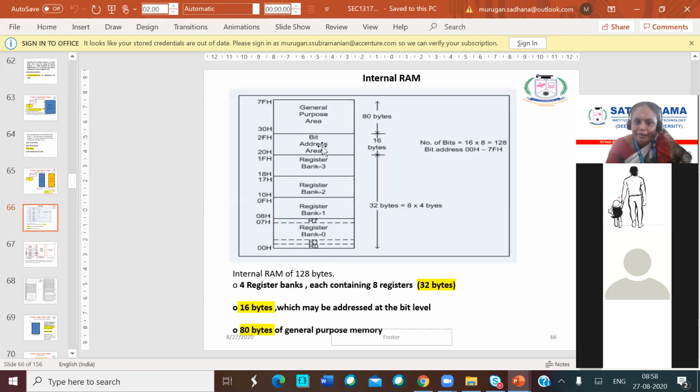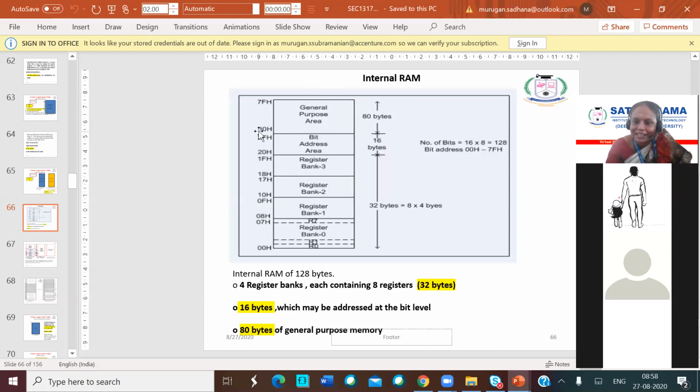Then the bit address area. Those 16 bytes they will use as the bit address area. So I can use 30 to 7F as the general purpose area. General purpose area means here I can use it as my memory. So if I am using my internal memory, those 80 bytes I can allocate for it. So normally I will use 30 to 7F for my internal memory. Are you clear? We won't use the other memory.